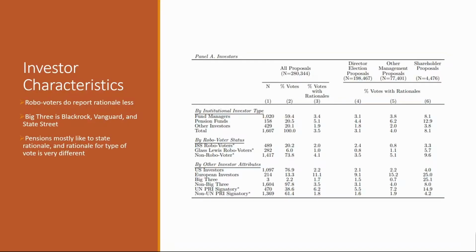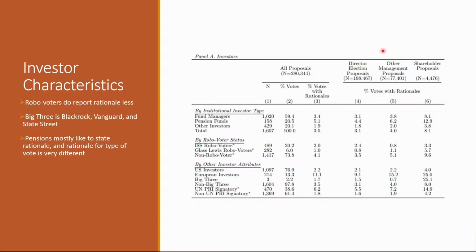And indeed, when they look at robo-voter status, if you're not a robo-voter, you are more likely to give rationale. Now, you're still not very likely to give rationale. It's 4% versus 1 or 2%, but it is relatively quite a large difference. There might be some differences based on institutional investor type. Pension funds are the most likely to state the rationale, and fund managers, other investors, are lower.